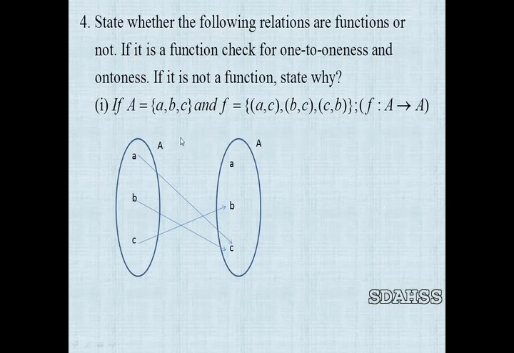First you draw an arrow diagram. Here the function is defined from A to A. So for that, draw two sets A and A. In the set A, write the elements a, b, c. Similarly, in the right hand side also, you have to write the elements a, b, c. And then draw the mapping for a to c, b to c, c to b.